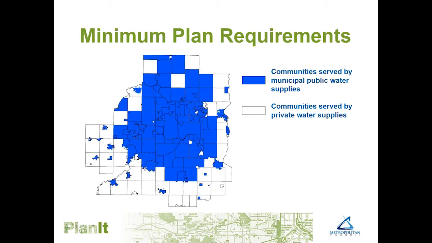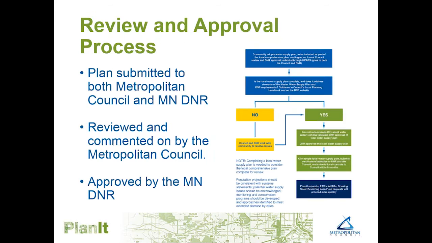The rest of this discussion will provide more detail about how these different types of communities develop and submit water supply plan information, what information is required, and how additional information can enhance a plan beyond the minimum requirements. I'll begin with communities with municipal public water supplies. For those communities, a local water supply plan template must be completed and submitted to both the Metropolitan Council and to the Department of Natural Resources. Submittal can be done once using MPARS, Minnesota DNR's permitting and reporting system.